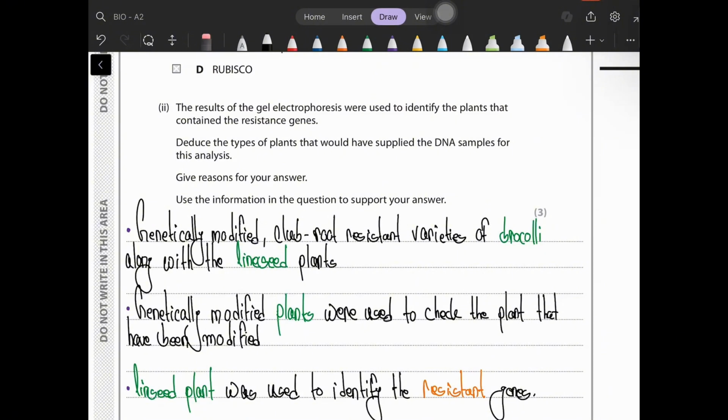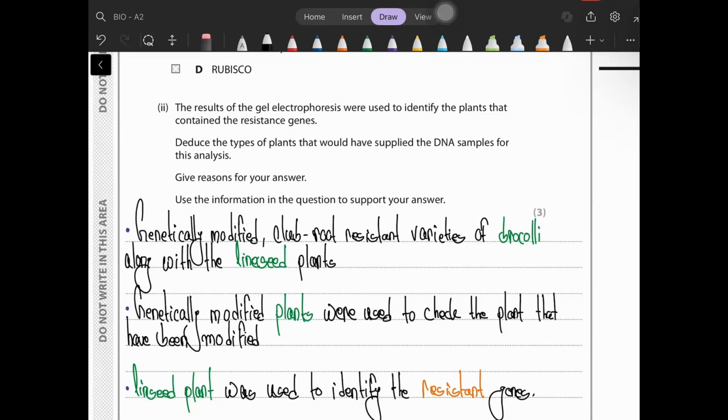And then I could have used the lymphocytes. Remember that the lymphocytes produce the genes that were resistant to clubroot, right? So I could have also used the lymphocytes to identify the resistant genes by seeing their bands again. So yeah, I have basically written this down over here.